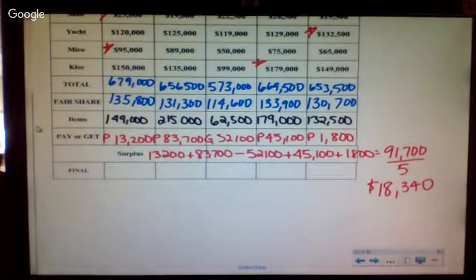Okay, so for the final, watch what happens to Al. He pays out money, so he loses $13,200. But he's getting money back. He's getting $18,340 back, so he's actually making out in the end. He got 3 items that total out to be $149,000, and he's walking away with $5,140 in cash.